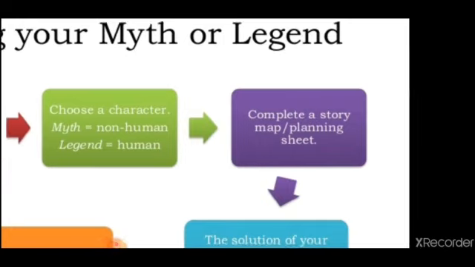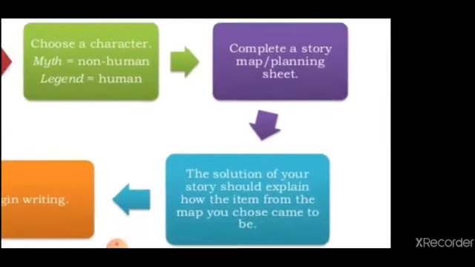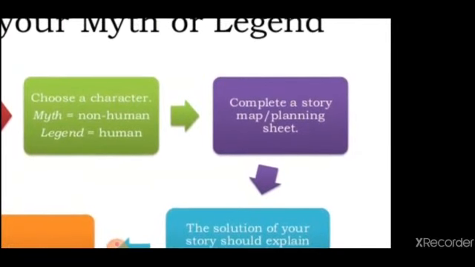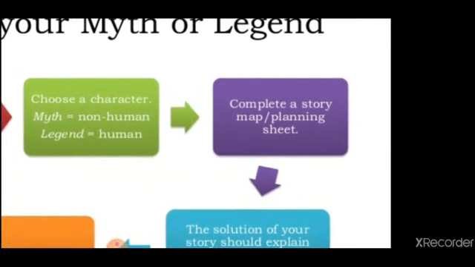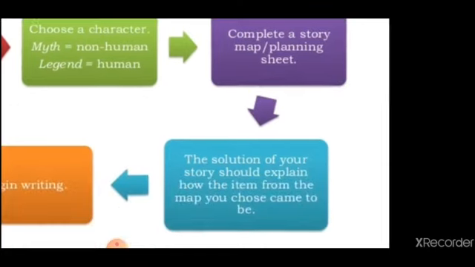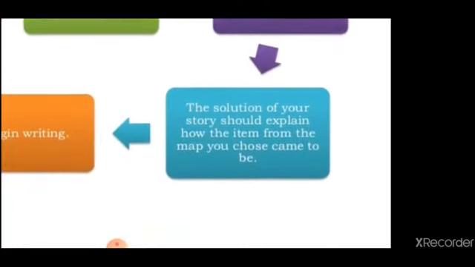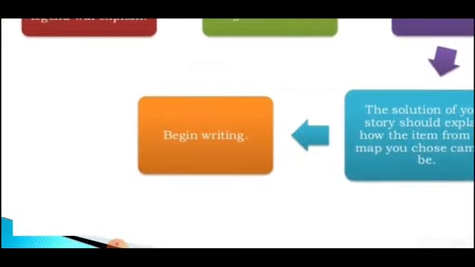Okay, complete a story map or planning sheet. I mean the story map that we focused on in the previous session, elements of story, and you start to write the exposition, the rising action, the conflict, climax, and so on. So you will write this story map to plan it. Then the solution of your story should explain how the item from the map you chose came to be. Then you begin your writing.